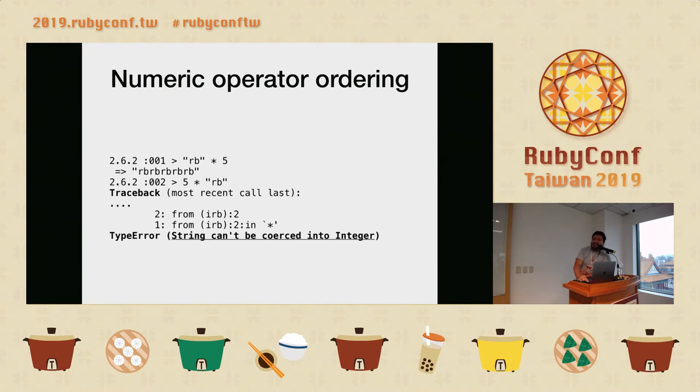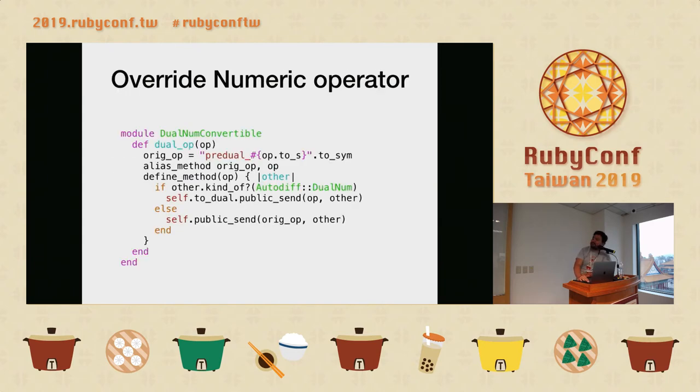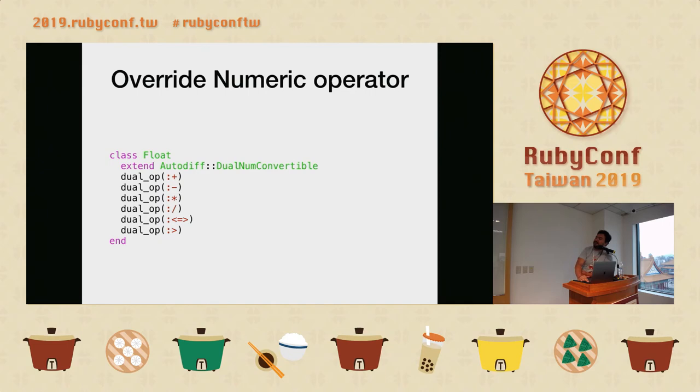The first issue I got is numeric operator ordering. The problem is that in Ruby, the operator is defined on your left-hand side object. So if we use the string "ruby" times 5, it will call the multiplication function on the string. But if you do it in reverse, 5 times "rb", we actually get an error, because numeric will try to convert the string into numeric, which we couldn't, so we get an error. The way to solve it is that we replace the original one, and call the real one and convert it to a dual number if the other argument is a dual number. Otherwise, we just call the original one. With that extension, we can do it pretty neatly.